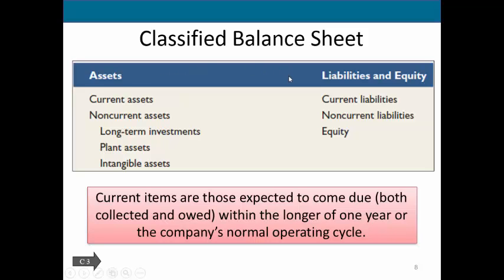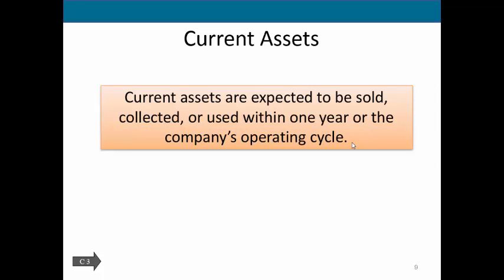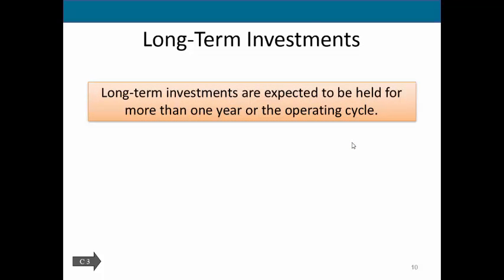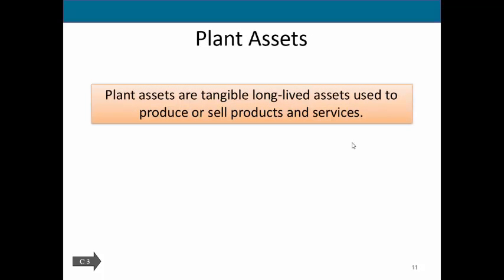Then we can look at our liabilities. Liabilities are going to be classified between current and non-current liabilities, and then we'll have the equity section. We're not going to dive too deep into equity right now, but as we move on, you'll see there are different types of classifications of equity, mainly different types of stock. But again, that's beyond this current chapter. So current assets are those things that are expected to be used or sold within the current year. Long-term investments is anything, again, for a longer time.